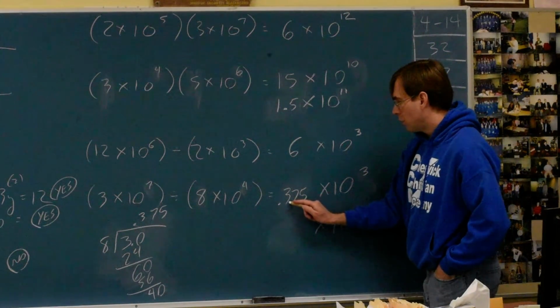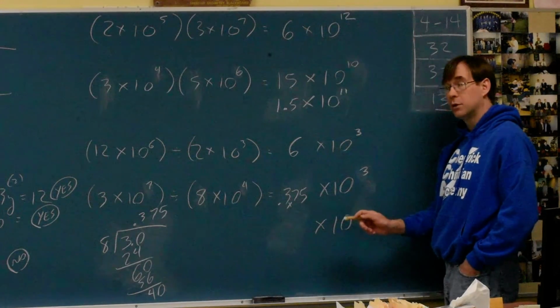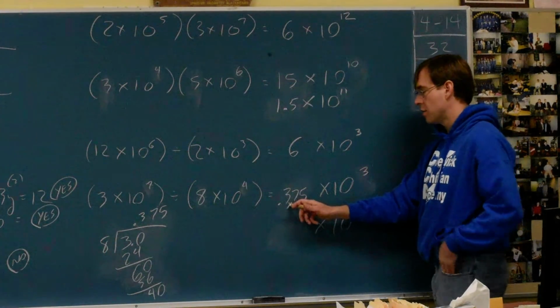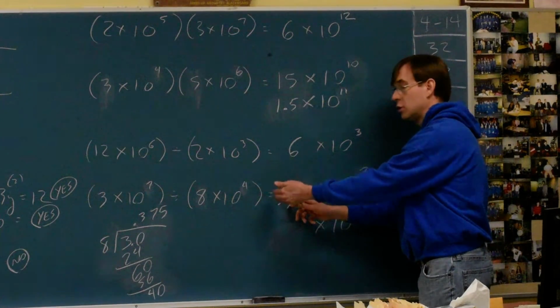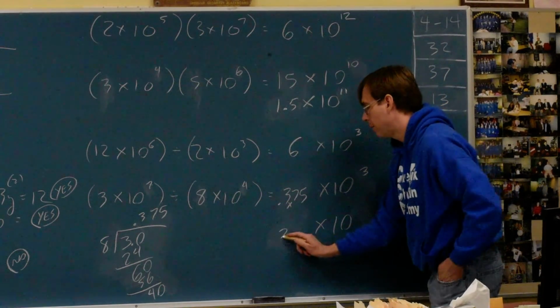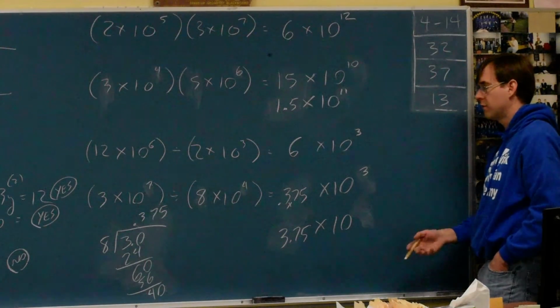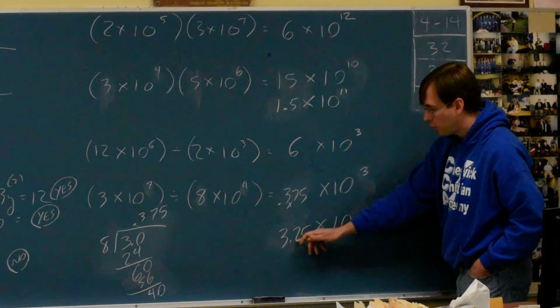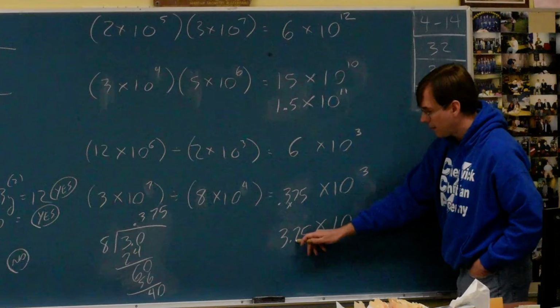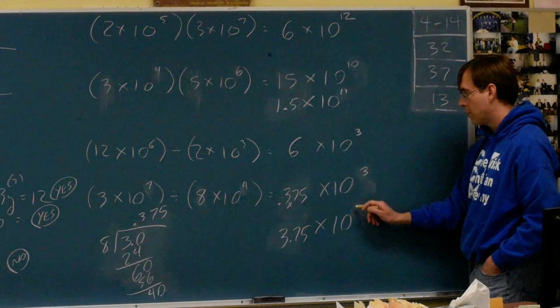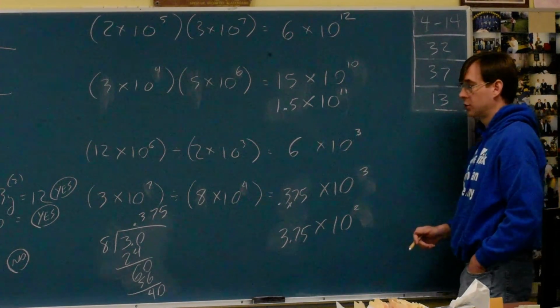We want the decimal to always be located to make a number between 1 and 10. So it should go here. We want one digit always to its left. So I want to make this 3.75. But I have to pay for that. I've just made this get bigger. And if I'm going to make this get bigger, I have to make this power get smaller down to 2.